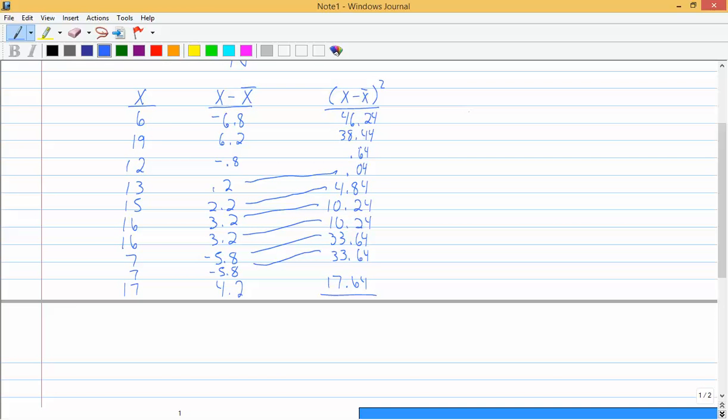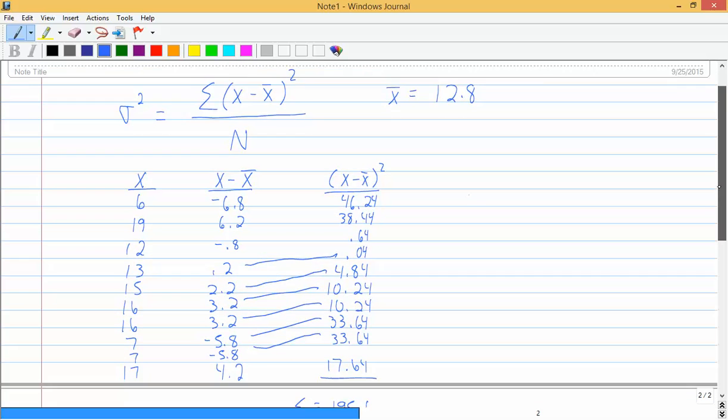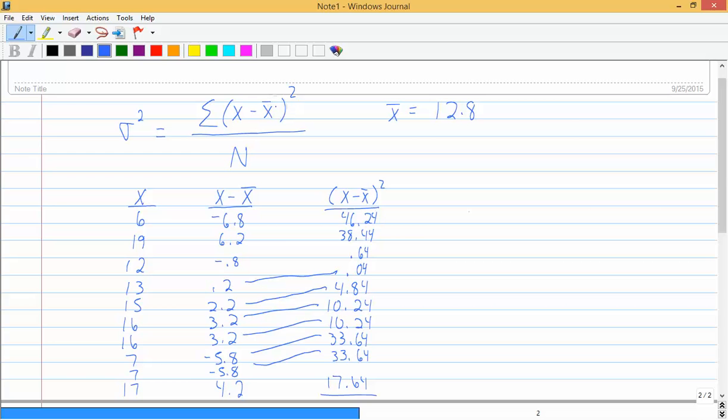And so add all of those up. And when you add all of those up, I got the sum equal to 195.6. And so that's what we plug into our formula. That is our sum of x minus x bar squared. That's this numerator right here.